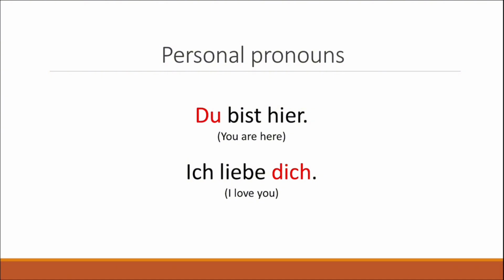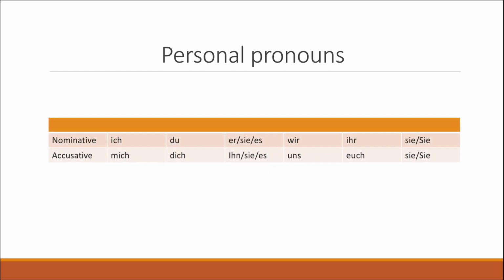In the first case, we're going to use du bist hier because du is the subject of the sentence. Because of that, we're simply going to have du. However, in the second sentence, you is the object of the sentence, in this case, the direct object. Because of that, we're going to decline it for the accusative case, and the declination for du is in this case dich.